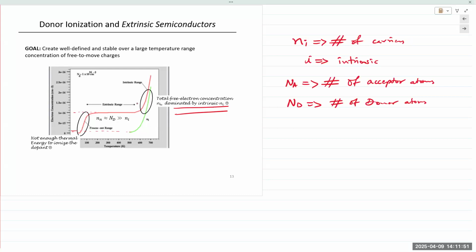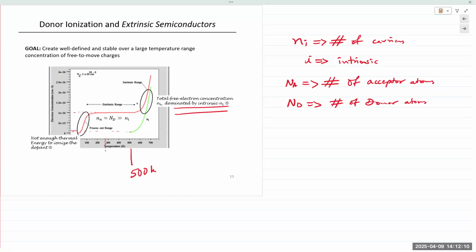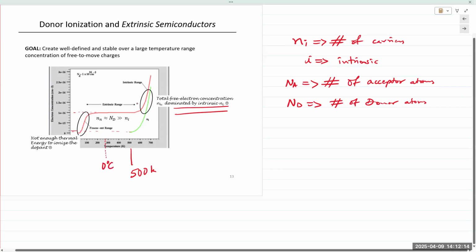So on the right here, we have the intrinsic range that is at very high temperatures. This is greater than 500 Kelvin, 500 K. Room temperature is somewhere over here, actually, sorry, room temperature is 300 Kelvin. So this right here is freezing, 0 degrees C, 273 Kelvin, right? 0 degrees C.